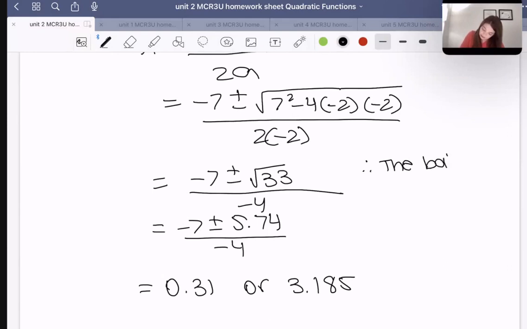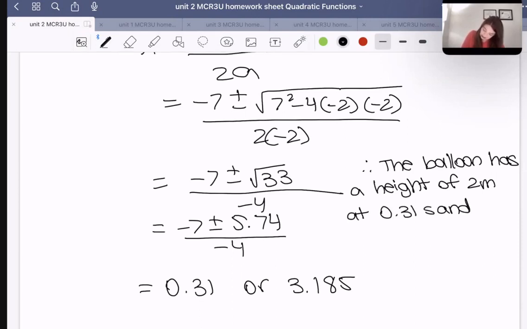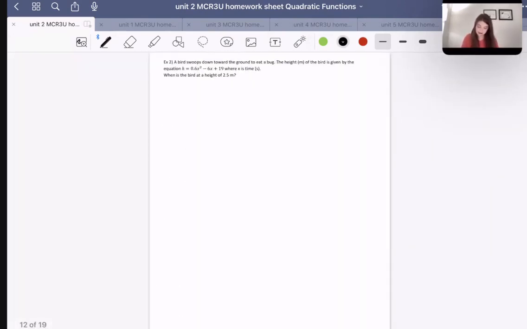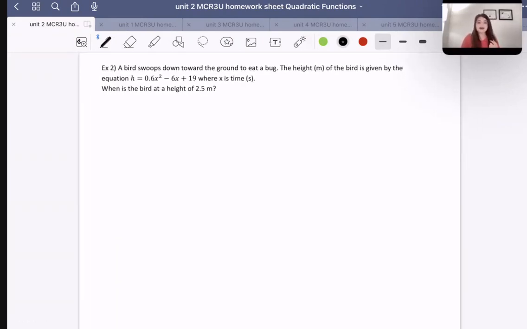the balloon has a height of 2 meters at 0.31 seconds and 3.185 seconds. Okay. All right, so there we go.